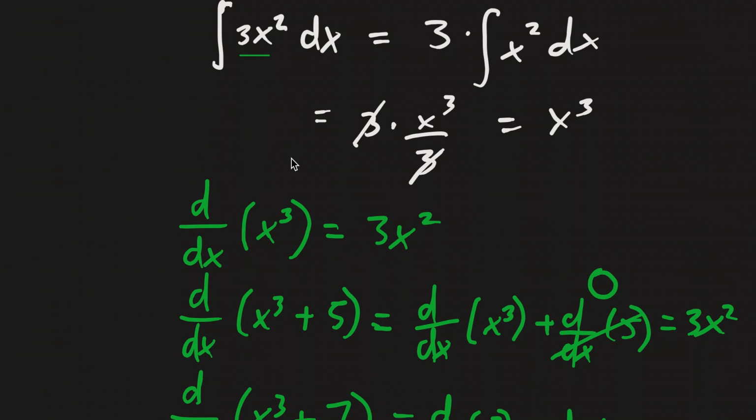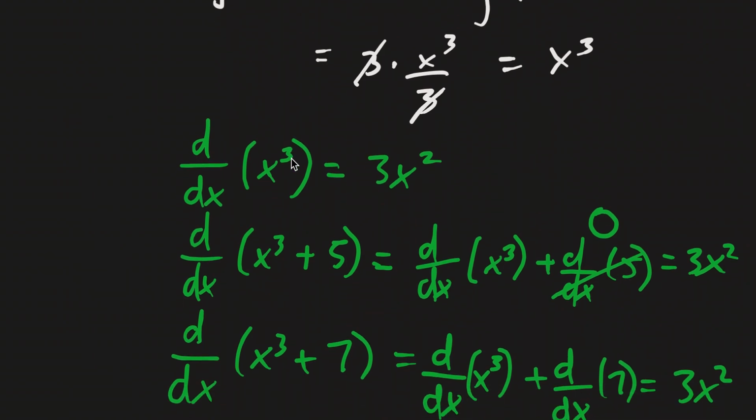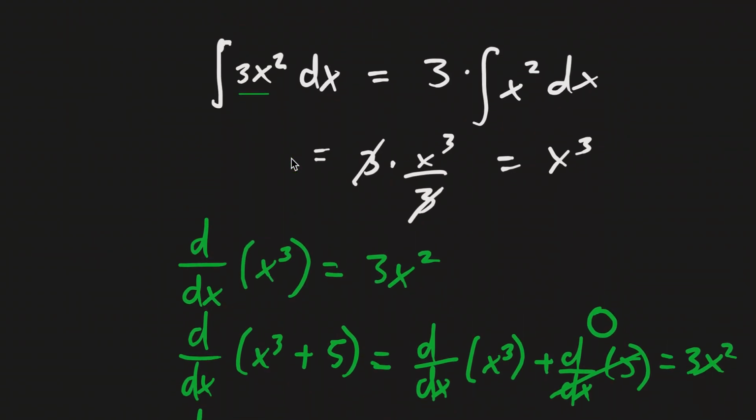So which one is it? Is it x to the third power? It's x to the third plus 5, x to the third power plus 7, x to the third power plus 9, x to the third power plus 8. We don't know. So in order to get a general answer, to try to include all these cases, we add our constant of integration. So a better answer would be plus C. So x to the third power plus C.